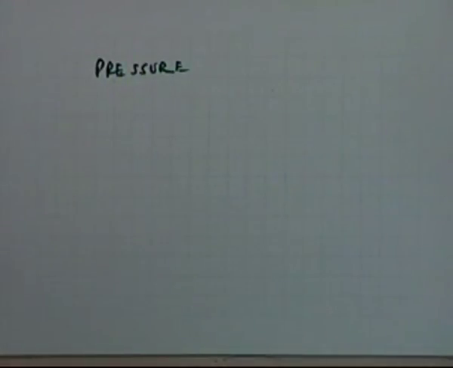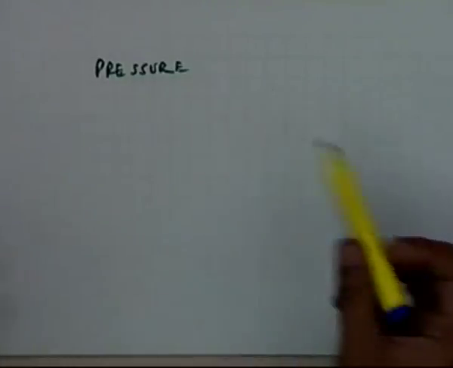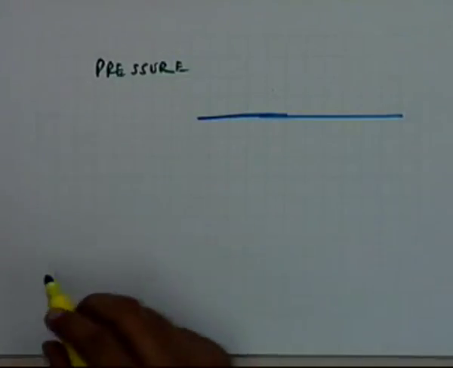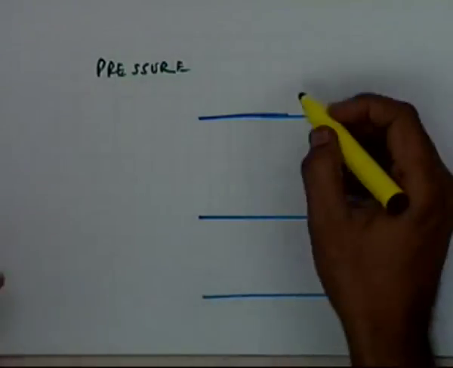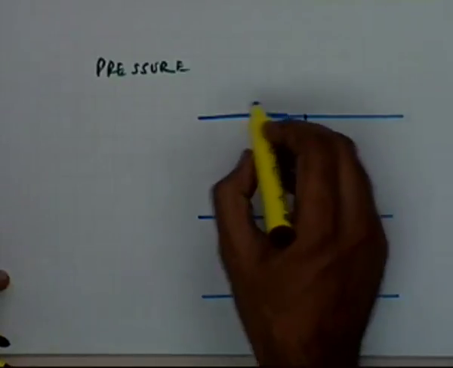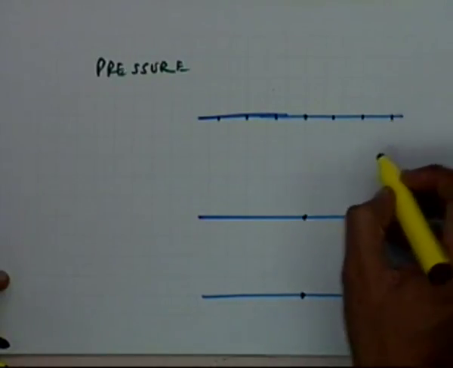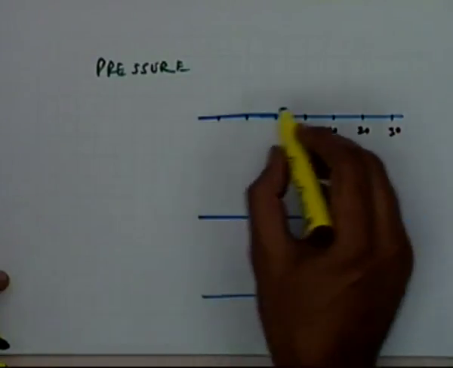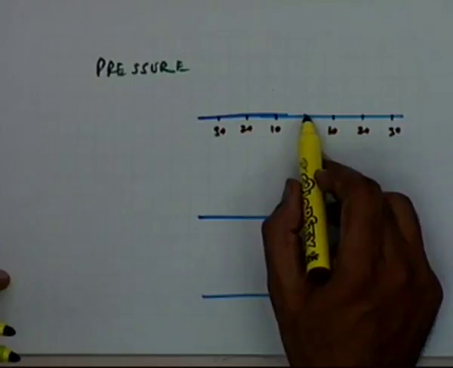How does the pressure influence the uniformity of application? Let's take three different cases, when we operate the sprinkler nozzle under three different pressures. If this is my location of the sprinkler nozzle, let's say that this is the distance, this is the zero level, it's 10, 20, 30 meters. So this is the central point where the sprinkler nozzle is fixed.